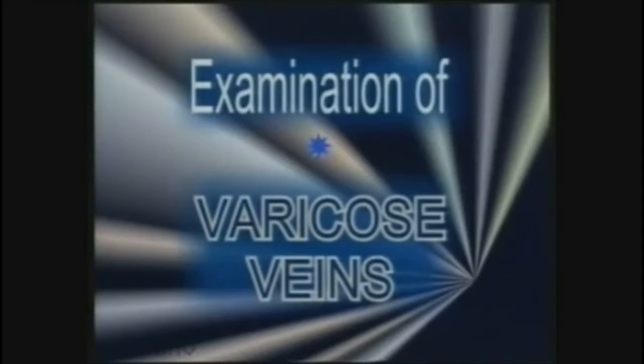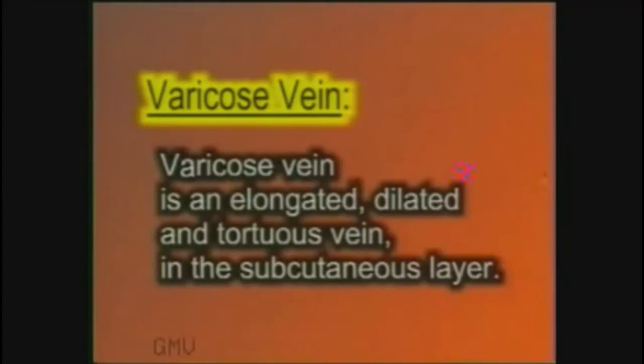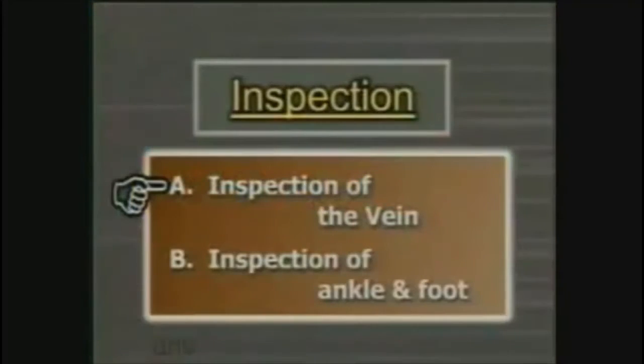Examination of varicose veins. Varicose vein is an elongated, dilated and tortuous vein in the subcutaneous layer. On inspection, we will first inspect the vein and then the ankle and the foot.